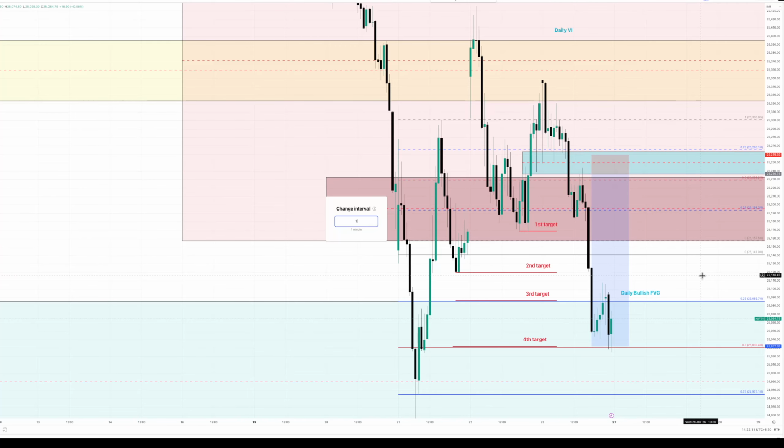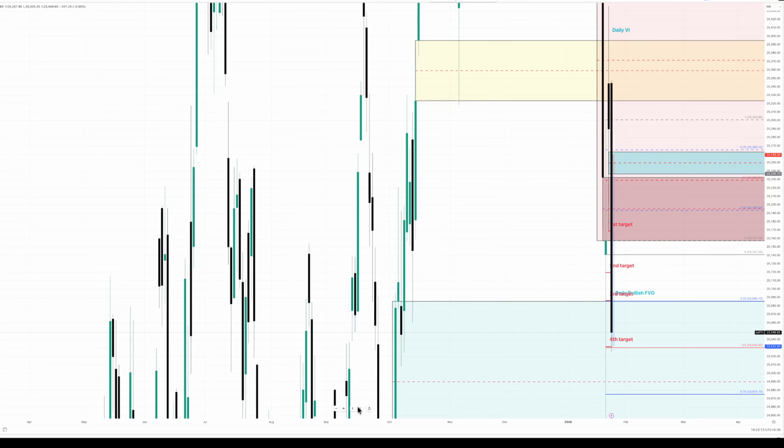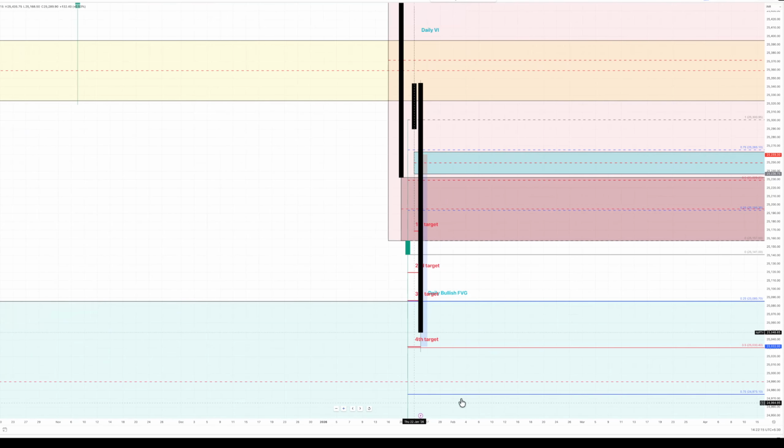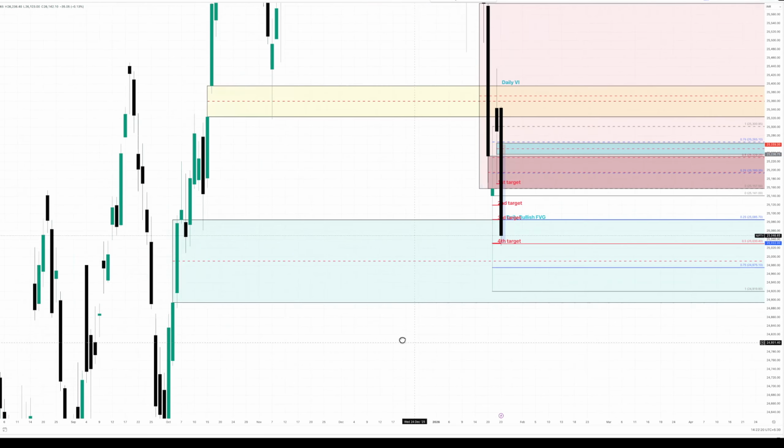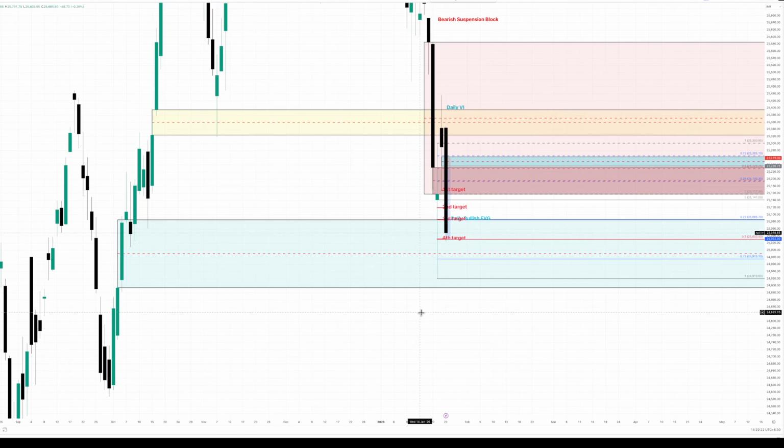So I just want to go back onto the daily chart to emphasize how you have to plan your trade based on the daily chart PD arrays.